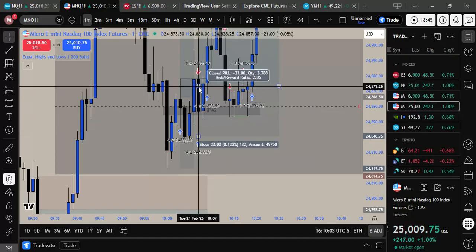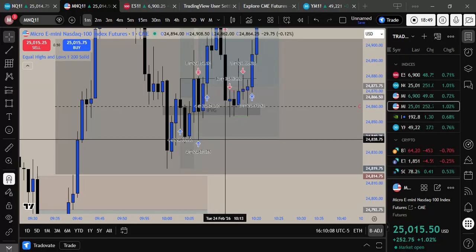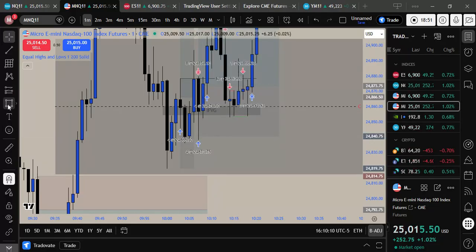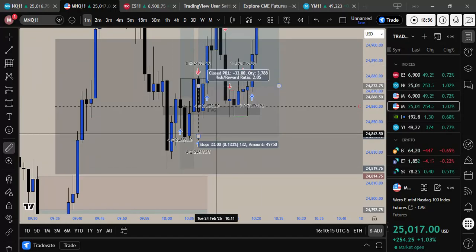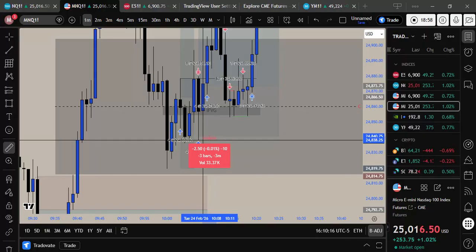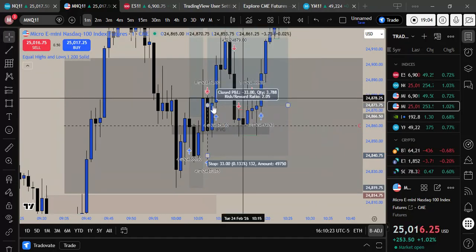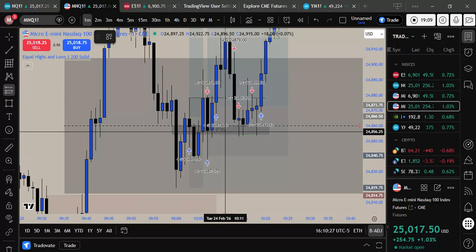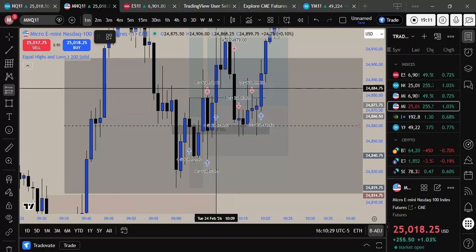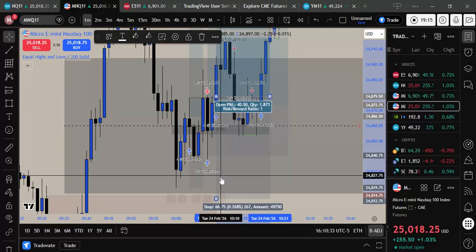I entered right here, as you can see, and my stop loss was here, so I got stopped out by, how much is this? I got stopped out by 2.5 points, by 10.6, and then price just absolutely rips. And then I enter once more, 24879.5. I entered once more.